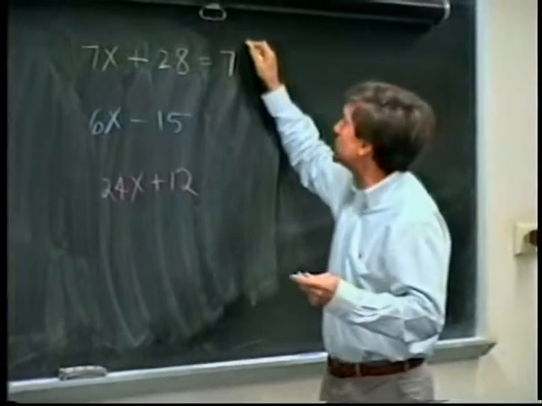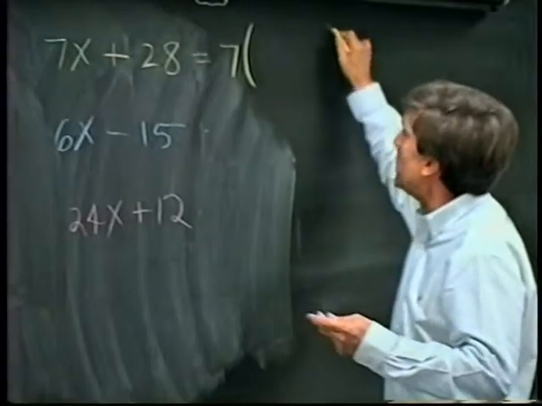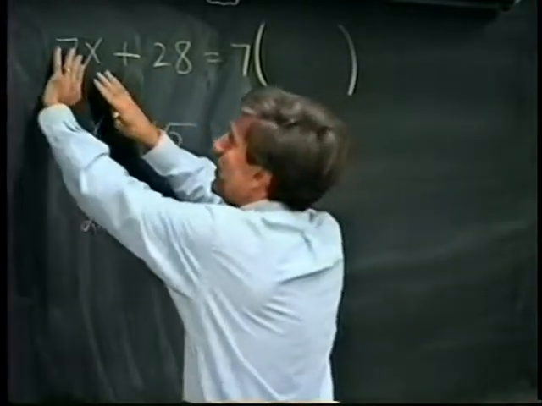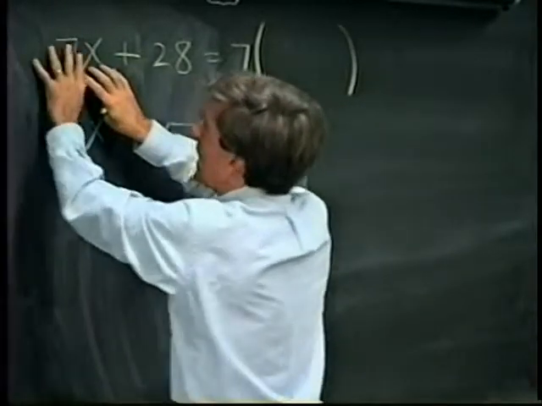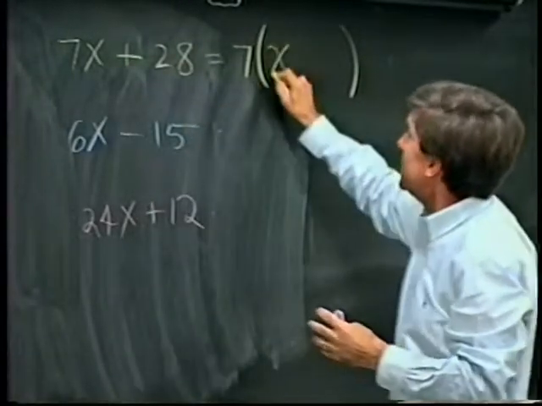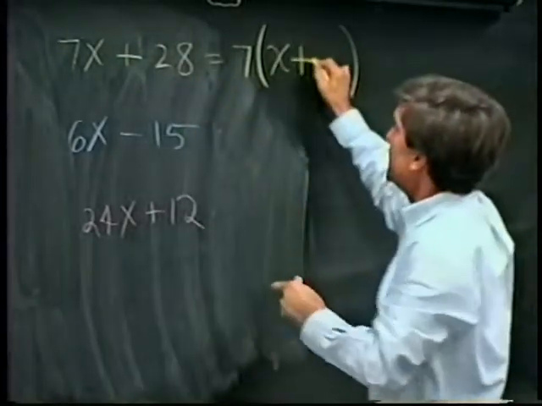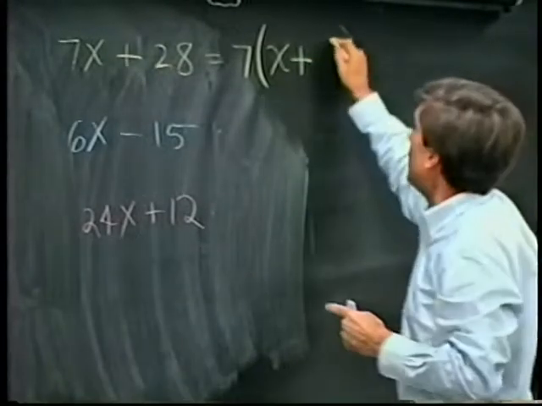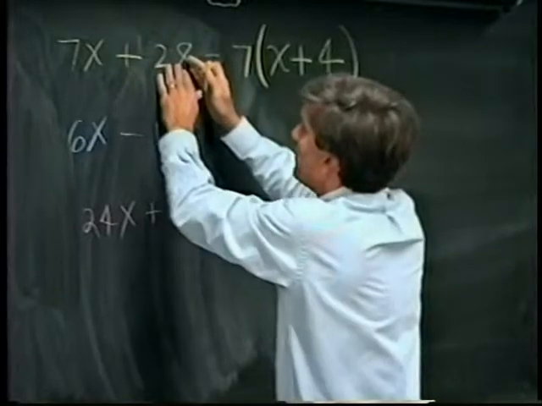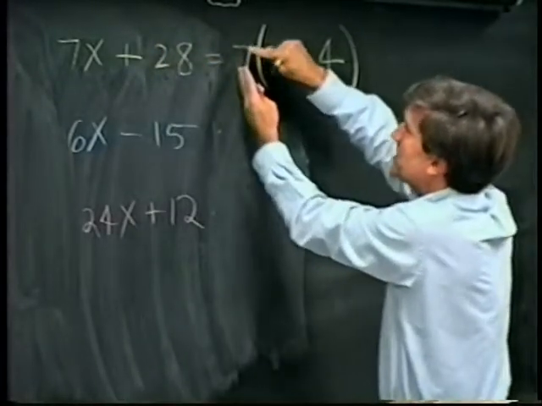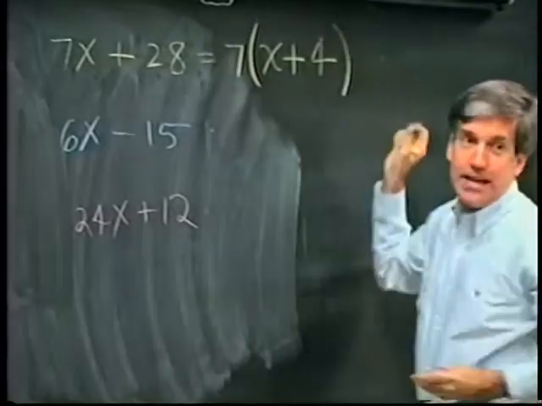And then put parentheses and ask yourself, what if we take out the 7, what factor is left in the first position? X. Okay? And then we got a plus sign. And what factor is left in the second position? 4. Right? Because the 7 factor has been taken out, there's a 4 left there. And then check it by saying 7 times 4 would be 28.